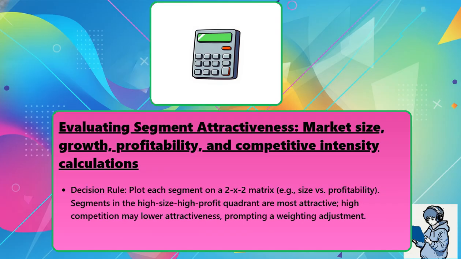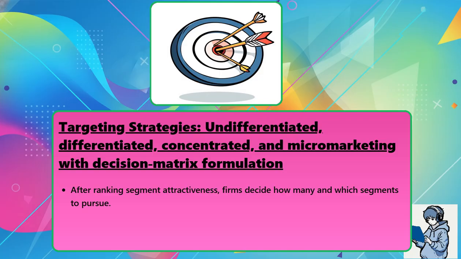Decision rule: plot each segment on a 2x2 matrix, for example size versus profitability. Segments in the high size, high profit quadrant are most attractive. High competition may lower attractiveness, prompting a weighting adjustment. After ranking segment attractiveness, firms decide how many and which segments to pursue.